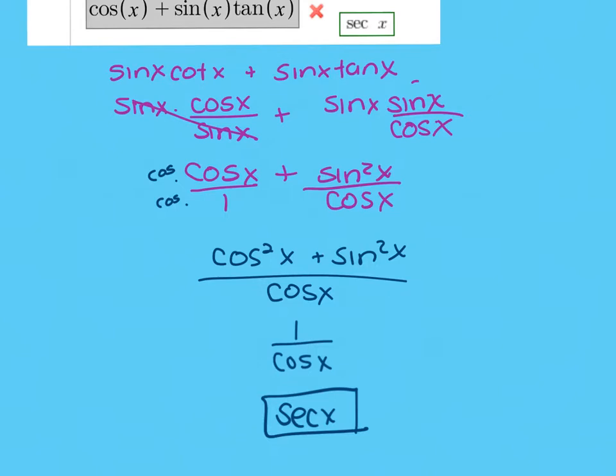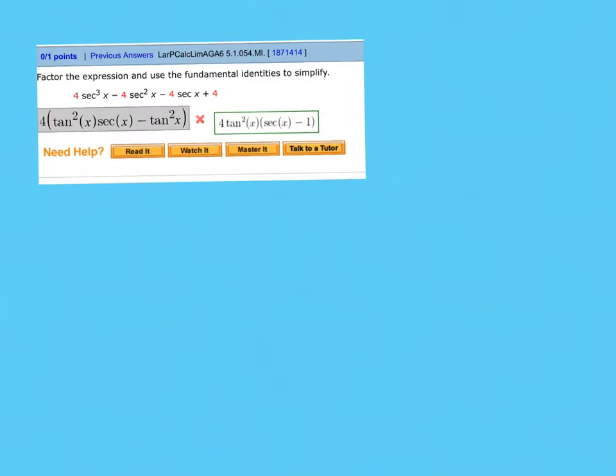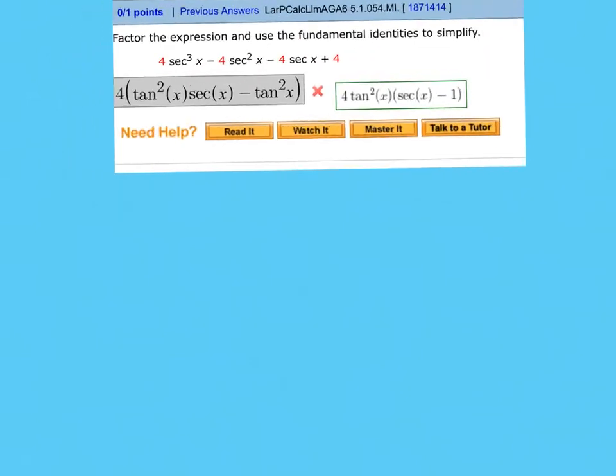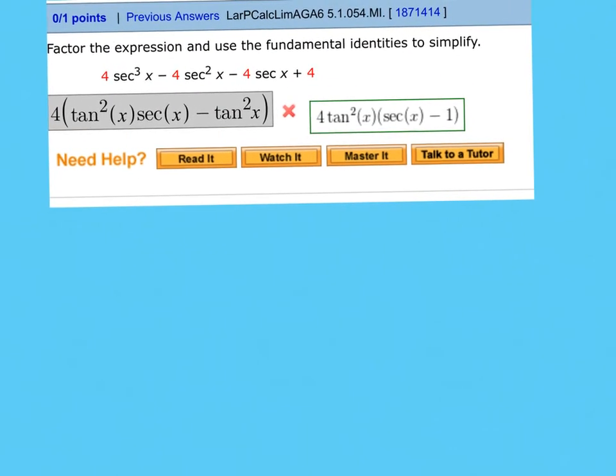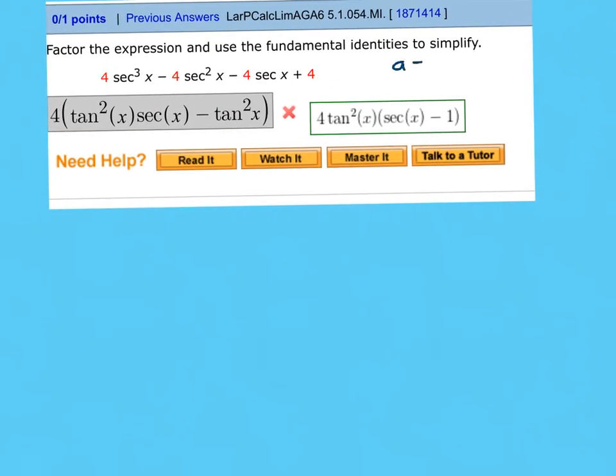Questions on that one? Factor the expression and use the fundamental identities to simplify. So this time you had 4 terms, okay? You can actually say that a equals secant, and I could say this is 4a to the third minus 4a squared minus 4a plus 4. And then I would factor by grouping. So from the left set of parentheses, I could take out a 4a squared, and I'd get a minus 1.